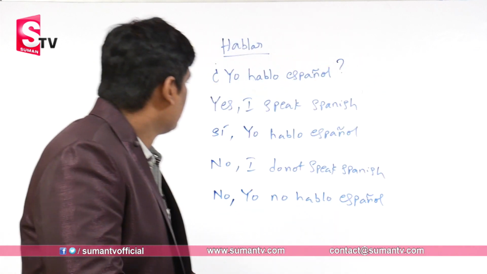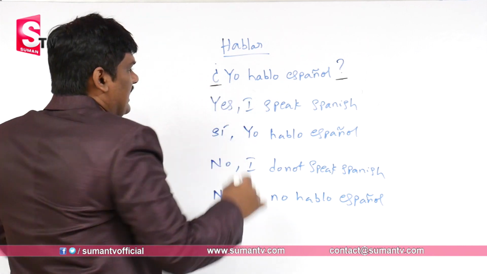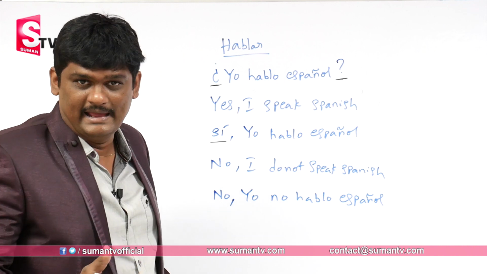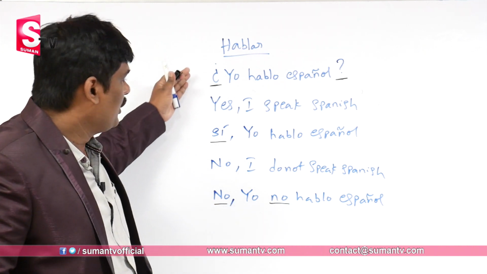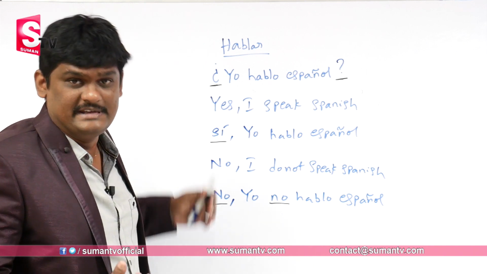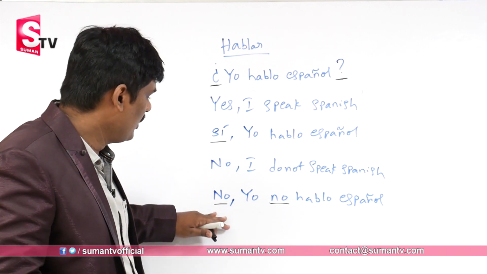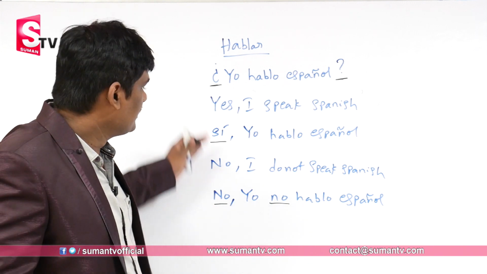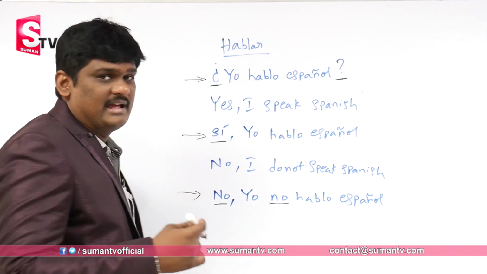Here in the question form we have to observe the reverse question mark and the normal question mark. And sí is equal to yes and no is equal to no. So, yo hablo español? Do I speak Spanish? Sí, yo hablo español. Yes, I speak Spanish. No, I don't speak Spanish. No, yo no hablo español. This is how we frame a question, the positive answer and the negative answer.